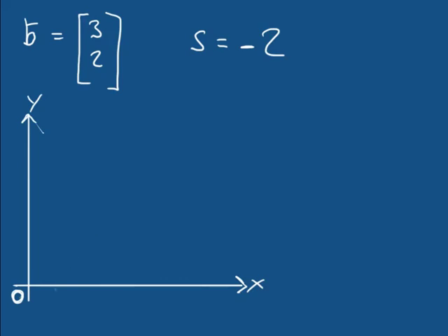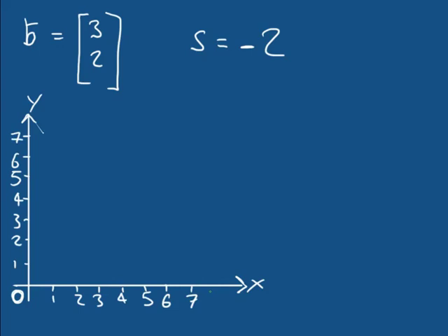I also need some measurements on these axes, so this should be hopefully enough. And also on our y-axis. Let's actually label these. So 1, 2, 3, 4, 5, 6, 7, and 1, 2, 3, 4, 5, 6, 7. Fantastic. So let's start out by drawing b.